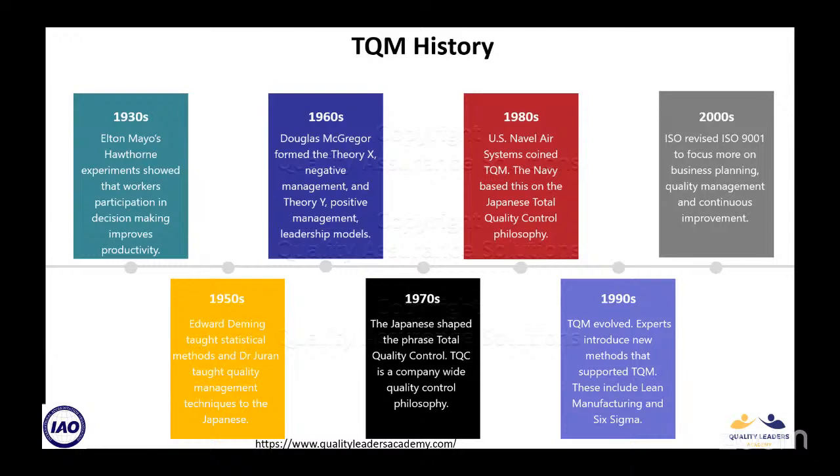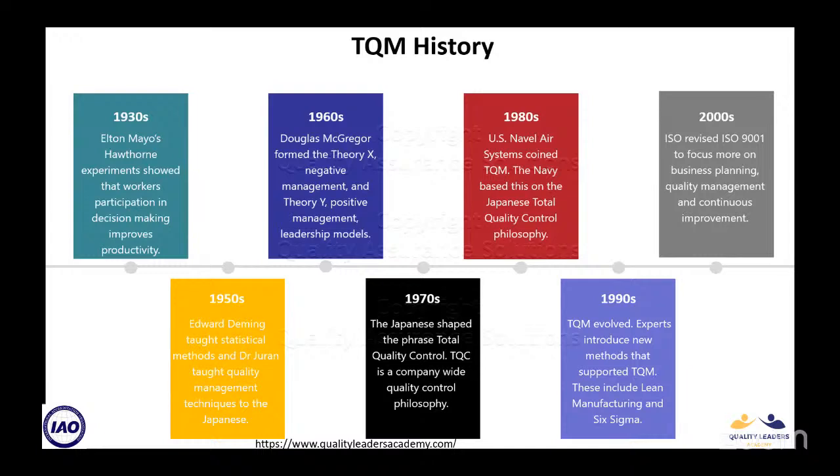When we talk about the 1930s, Elton Mayo had a famous Hawthorne experiment. These studies showed that worker productivity was influenced not only by physical conditions, but also by attention, participation, and social factors. This particular insight became known as the Hawthorne effect.